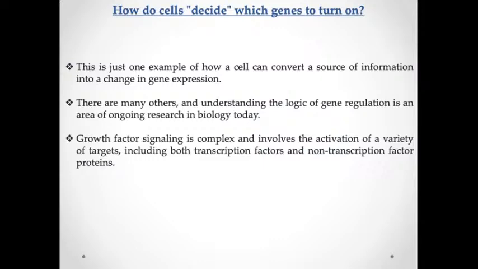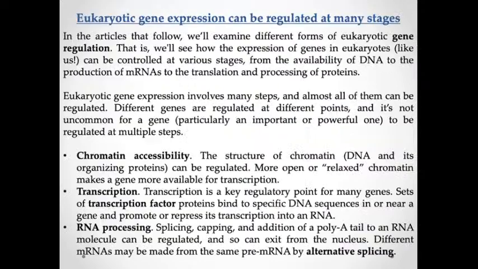So that is just one example of how a cell can convert a source of information into a change in gene expression. There are many other things happening at the biological level. Growth factor signaling is complex, involving the activation of a variety of targets, including both transcription factor and non-transcription factor proteins. So eukaryotic gene expression can be regulated at many stages.